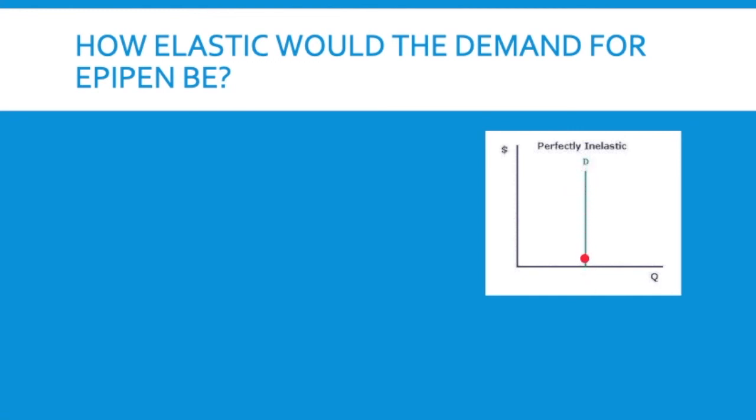Same might go for insulin for people with diabetes. People that don't need insulin aren't going to buy it, so it doesn't matter what the price is. And people that need insulin because they're diabetic have to have it, so they're going to buy it no matter what the price is. So something like insulin or EpiPen or a medication could be perfectly elastic because it's an absolute necessity.